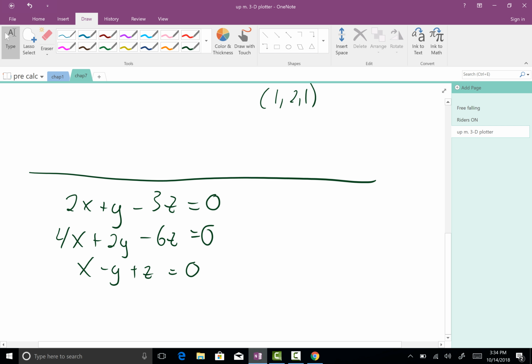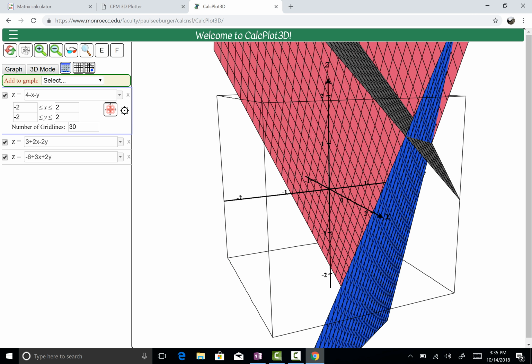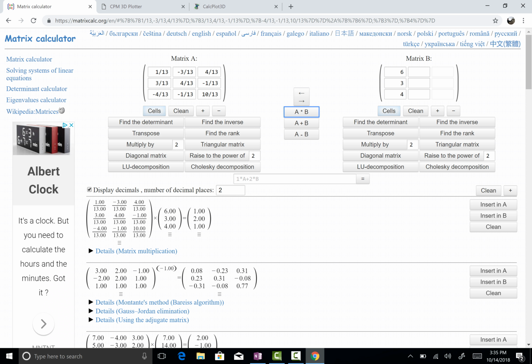So we're going to write a matrix equation for this. 2, 1, negative 3, 4, 2, negative 6, 1, negative 1, 1. All right, x, y, z equals 0, 0, 0. So we're going to type this in. I'm going to make sure I got it right. Okay, this time we're going to go into the matrix calculator. I'm going to clean that out. All right, start here. So let's type this guy in. Pause this at any time you need to.